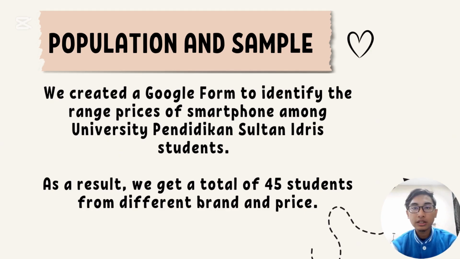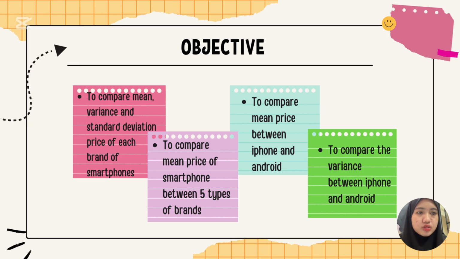So for our population sample, we created a Google Form to identify the range of prices of smartphones among Universiti Pendidikan Sultan Idris students. As a result, we got a total of 45 students that use different brands and different ranges of prices. Our objective of study, the first one, is to compare the mean, variance, and standard deviation of the price of each brand of smartphones.